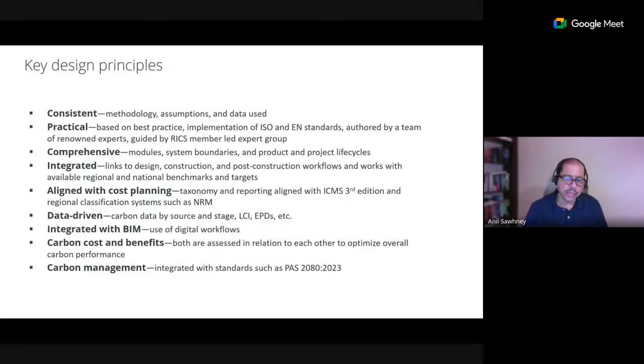Our standard integrates well with other standards such as PAS 2080. For those of you who are not familiar, this is a UK standard for carbon management. So it's similar to project management or cost management. This standard shows how to do carbon management also.